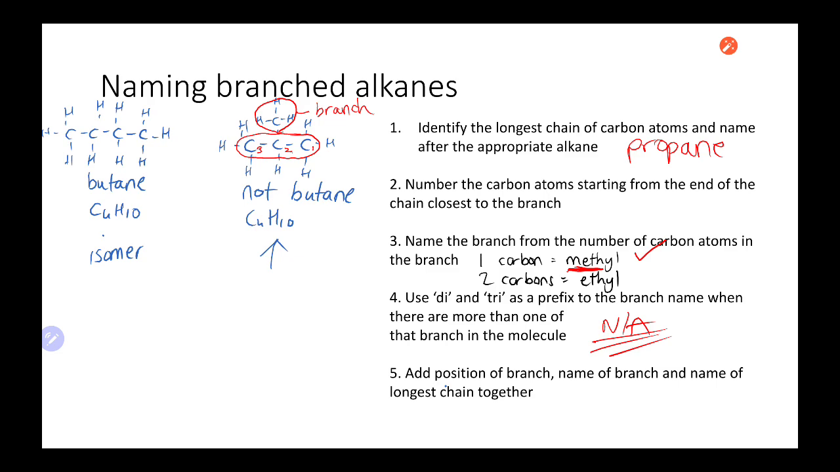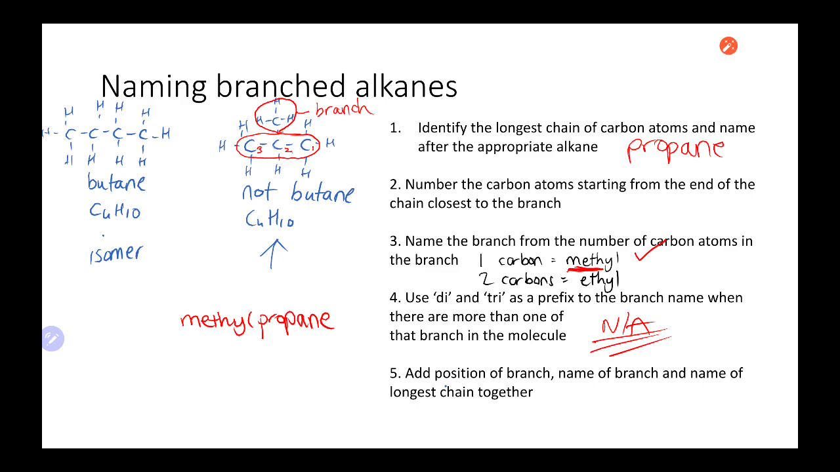Number 5 is basically the last step where you're putting the full name together. So you're adding the position of the branch, name of the branch, and the name of the chain together. So what you're actually doing here is writing down your longest chain, which is propane, add in the name of your branch, which is methyl. So it's a bit strange initially, kind of writing backwards, if you know what I mean, and then add in the position of the branch.